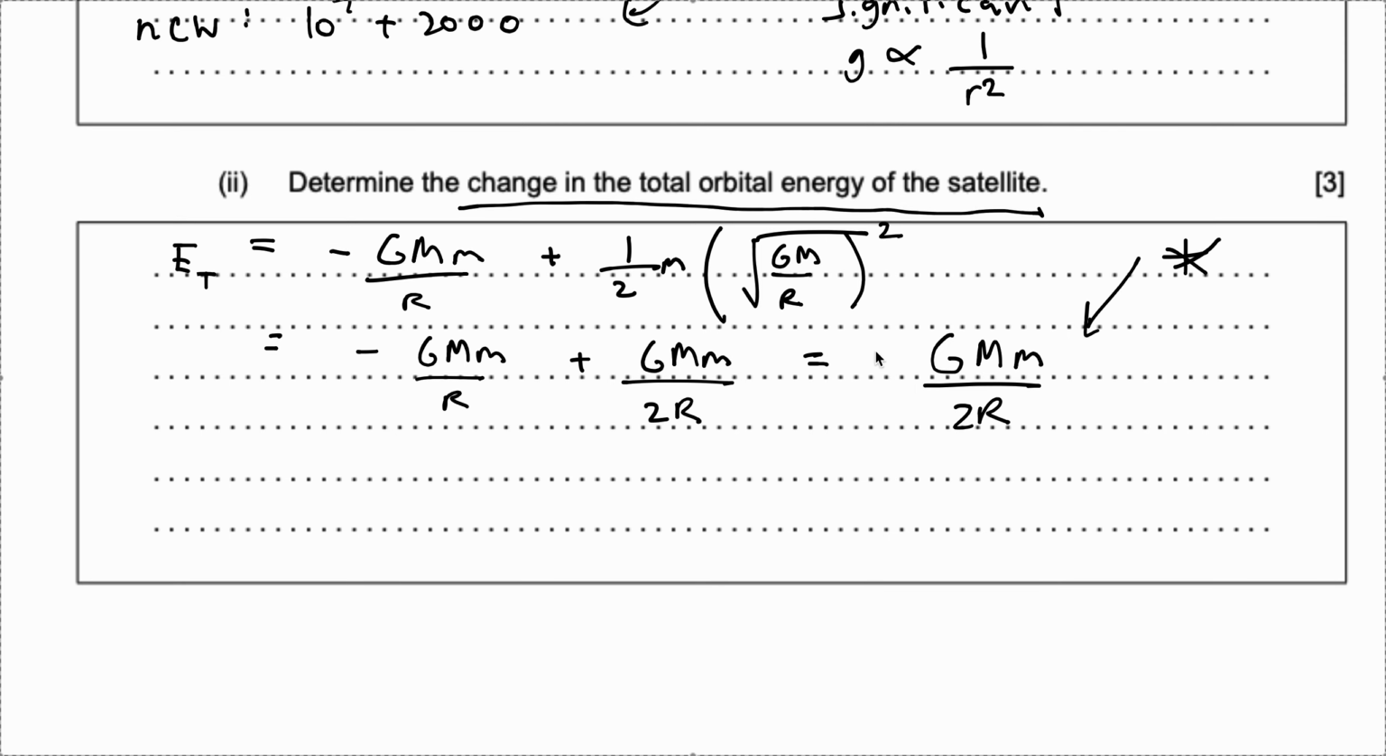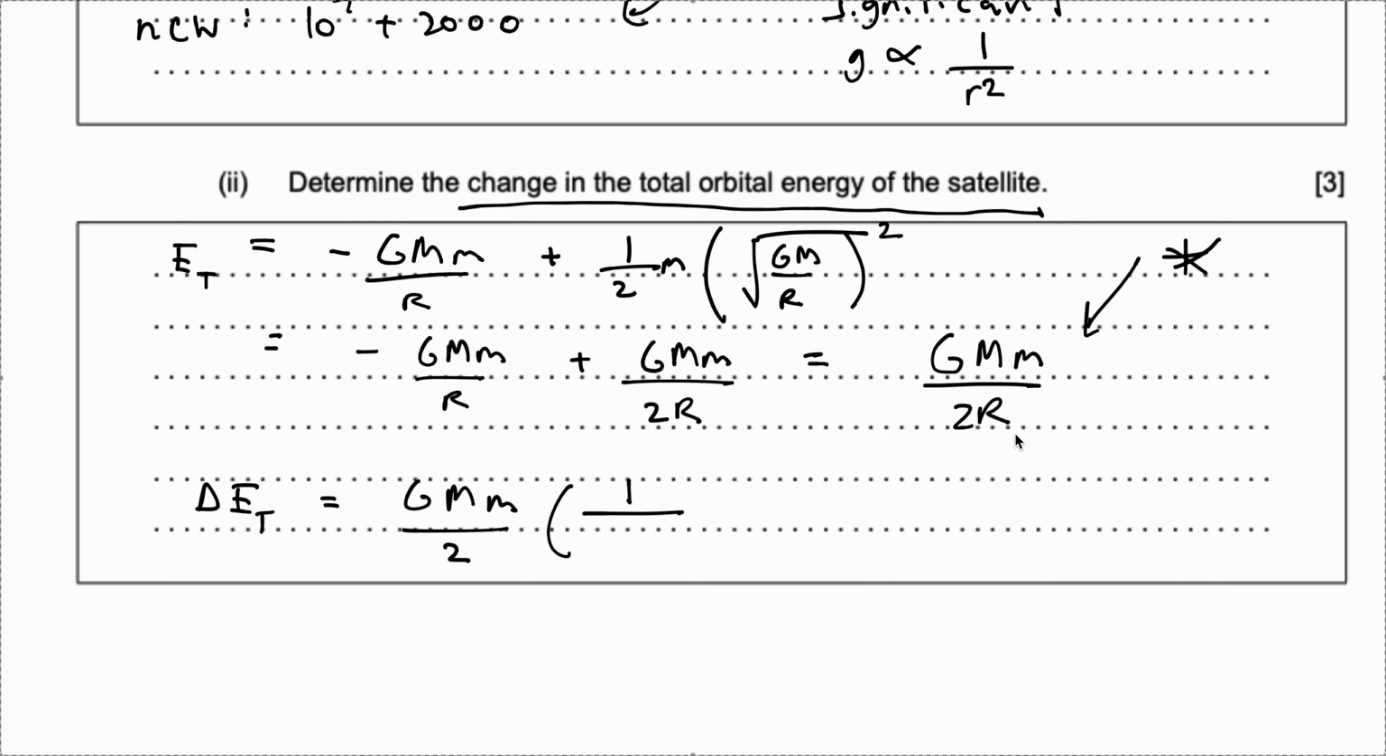Okay. So, plugging into this expression will give me the change in the orbital energy. So, in this case, the delta E_T is just GMm over 2 times 1 over the change in the radius.